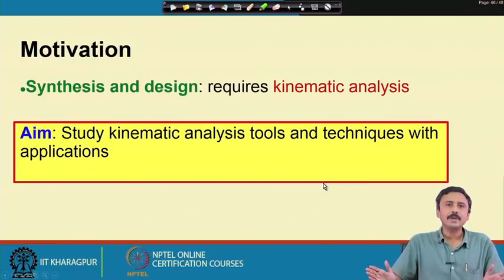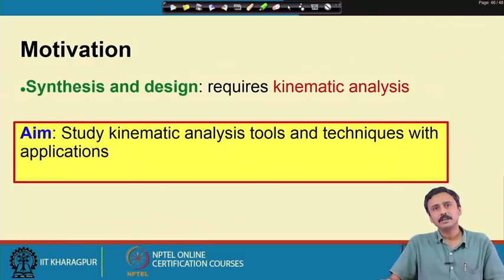So, we set our aim as follows: we will study kinematic analysis tools and techniques with certain applications. So, at the end of this course, you should be able to analyze a given mechanism for input output motion relation, velocity relation, acceleration relation, or in a robot how a path can be planned, or in a geared transmission, for example, how a gear transmission works and in what way it transforms and transfers motion.